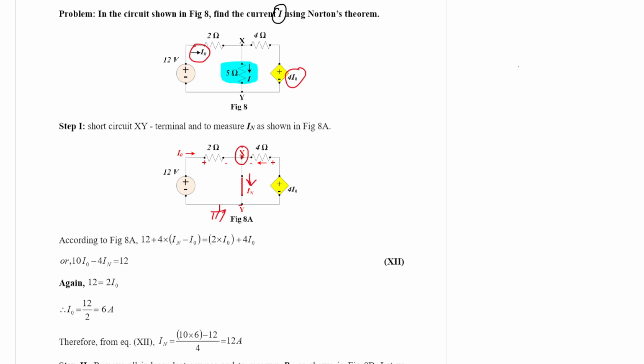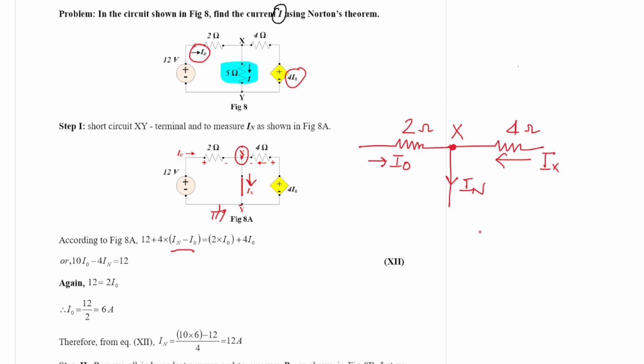Now with respect to this X, the current flowing through the 4 ohm resistance is IN minus I0. Okay. So we have this 2 ohm resistor. This current is I0. We have this short circuited path. This current is IN. And we have this 4 ohm resistor. Some current is flowing, let us say IX. With respect to node X, two currents are entering, one current is I0 and another current IX, and one current is leaving, IN. So with that we can write I0 plus IX is equal to IN. From there we can directly write IX is equal to IN minus I0. That is why it is written.